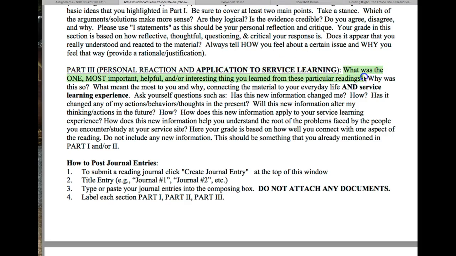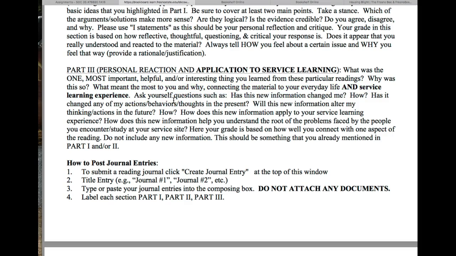What you're doing is looking at what was the one most important, helpful, or interesting thing that you read about in these particular readings. Why was it important? And what meant the most to you? Why? And you're connecting it to your service learning experience.